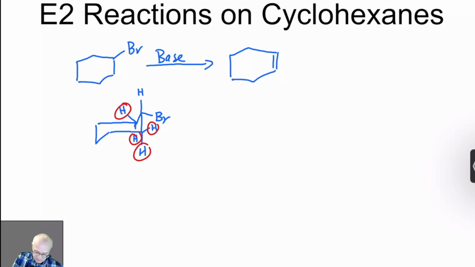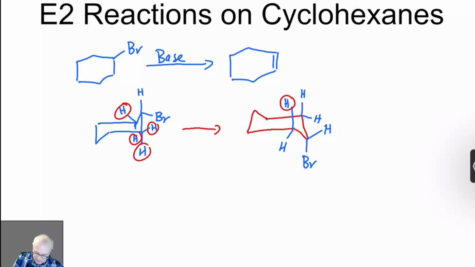But we're in luck. We can do what's called a ring flip. When we do a ring flip, that puts the bromine in the axial down position. And now, if we look at it carefully, we can see that yes, indeed, there are protons that are anticoplanar to this bromine. This one and this one are anticoplanar to that bromine. That's a good thing. That means we can do the E2 elimination here.